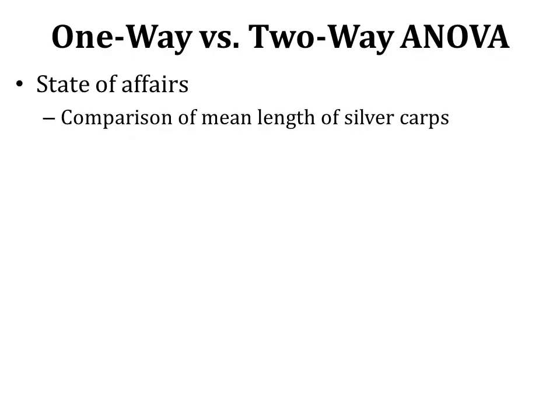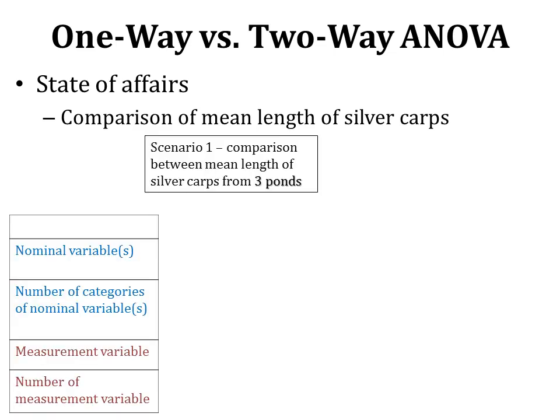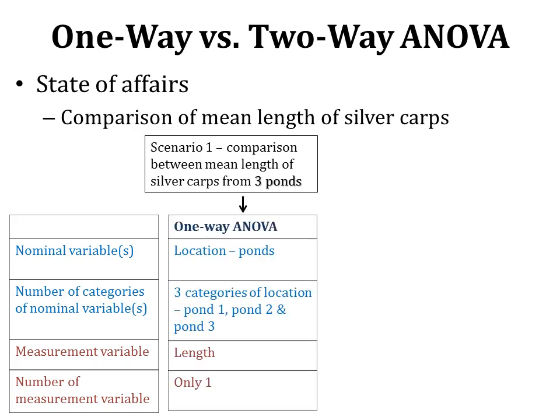Now let's see the difference between one-way and two-way ANOVA with examples. So the state of affairs is comparison of mean length of silver carps. So we have scenario 1 in which there is a comparison between mean length of silver carps from 3 ponds. So for that purpose we are going to use one-way ANOVA. So the nominal variable in this case is the location, which are ponds, and the number of categories of the nominal variables are 3. So there are 3 categories of location: pond 1, pond 2, and pond 3. And the measurement variable is only one, which is length.